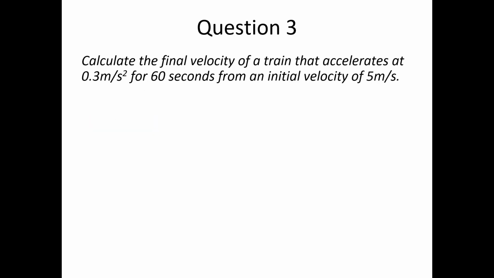Right, let's have a look at this one. This one's a lot more complicated. Now you've got to calculate the final velocity of a train that accelerates. So it gives you the acceleration, gives you the time, and it only then gives you the initial velocity. You've got to work out the final velocity. So again, if you want to pause the video, have a go at it, but make sure you write down the variables, a equals, and so on.